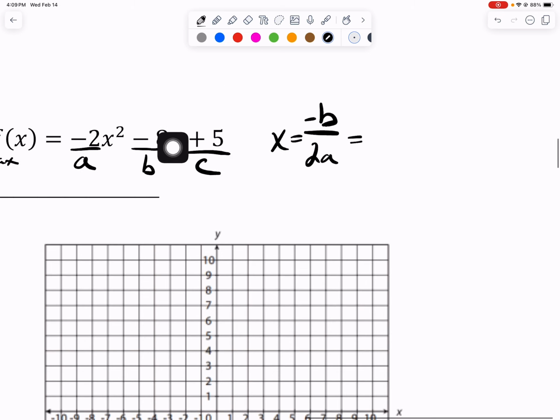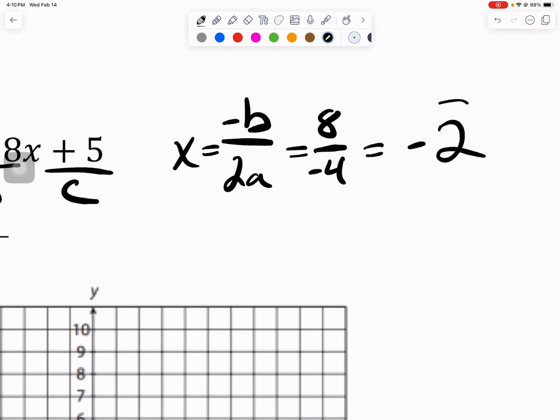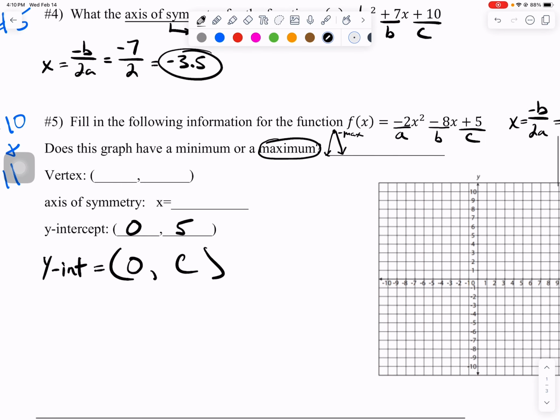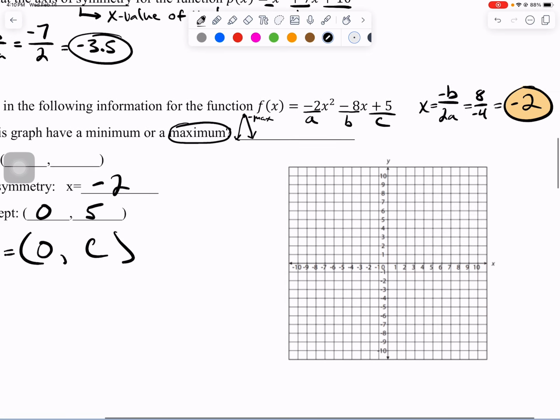So if negative b just tells you to do negative 1 times b, well, negative 1 times negative 8 gives us a positive 8. And we'll set that over 2 times a. If our a value is negative 2, we will do 2 times negative 2, which gives us negative 4. And when we divide that, it equals negative 2. Great job. So that right there is your axis of symmetry. I'm just going to write that in over here: x equals negative 2.